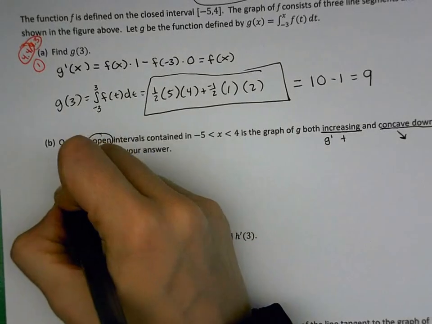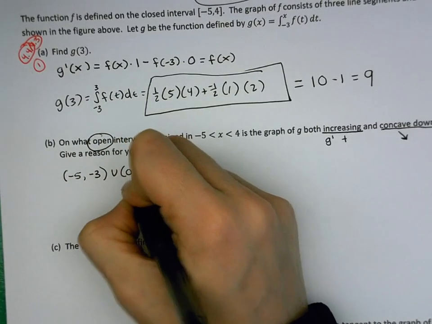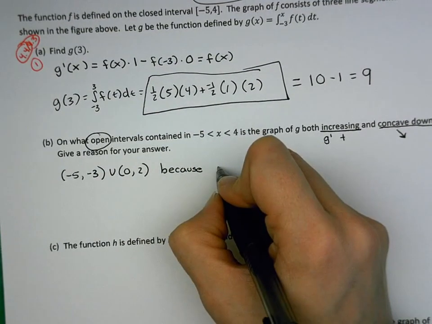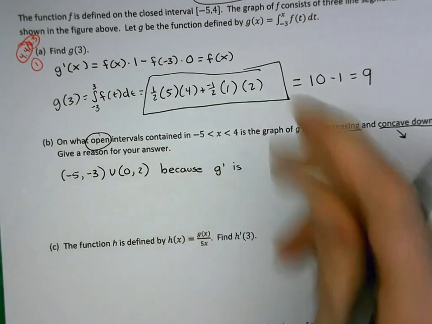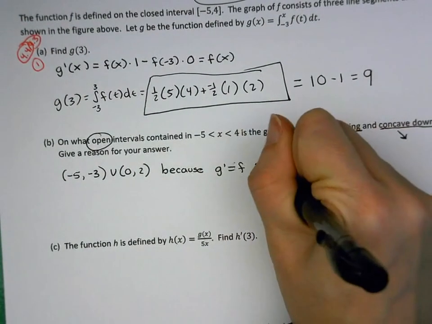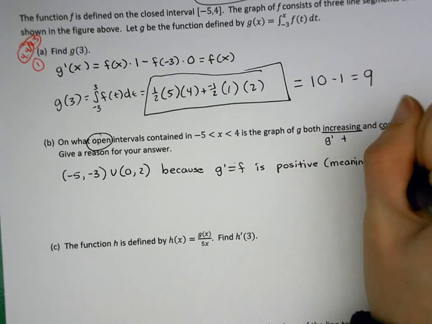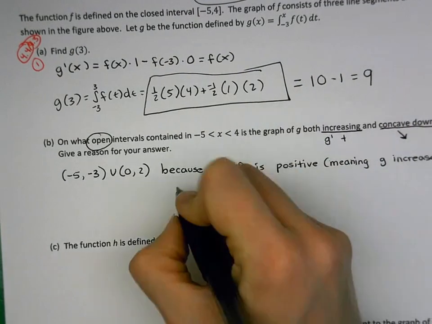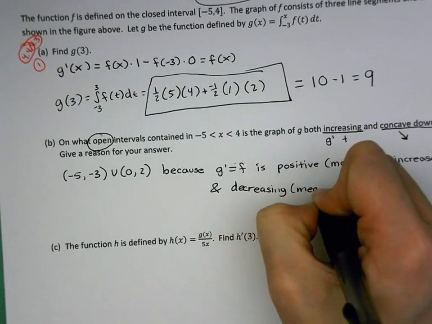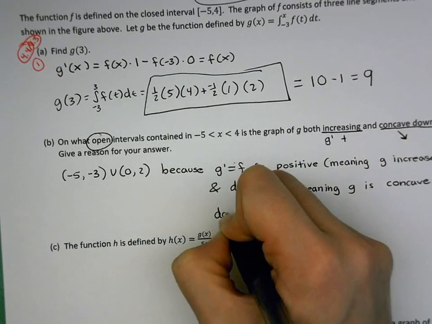So -5 to -3 and 0 to 2. And then give a reason because G prime, which is F, is positive, meaning G increases, and decreasing, meaning G is concave down on those intervals.